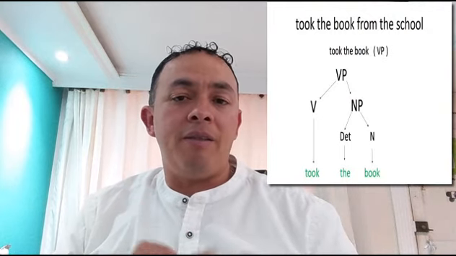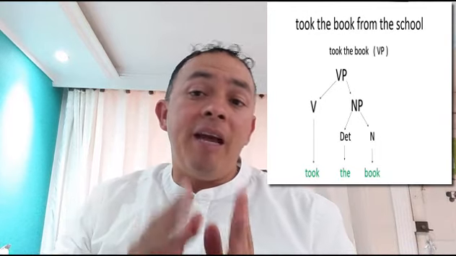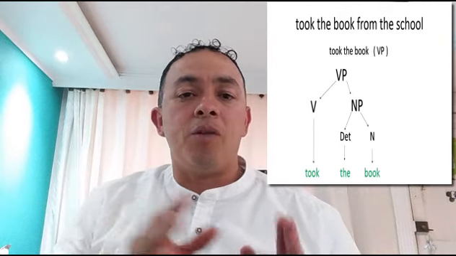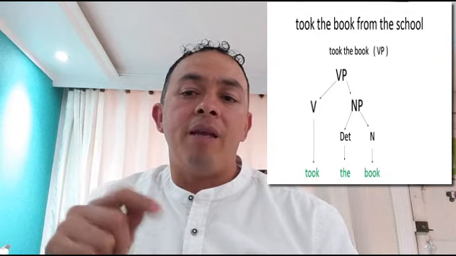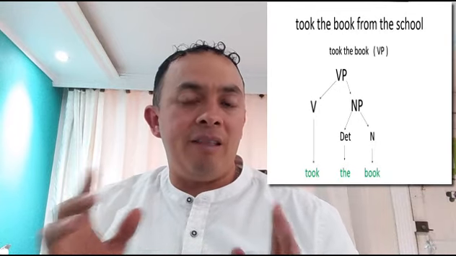It's important to know that. Now, the noun phrase is divided into the determiner and also the noun. In these sentences, "took the book," the verb is took. The is the determiner, the noun phrase, the verb. As you can see in the slide, it's important to know that the noun is book. This is the first part of the sentence.